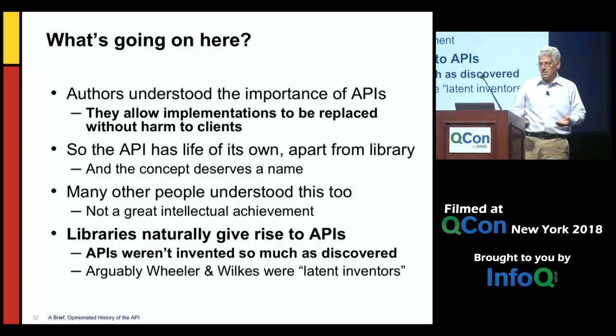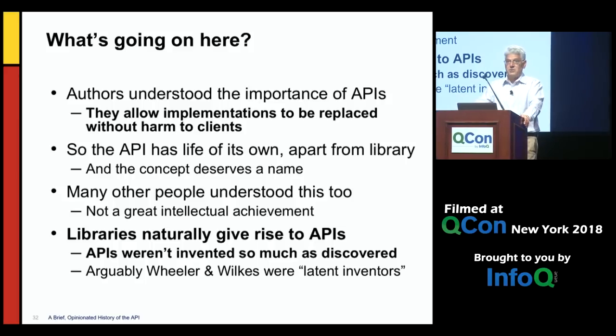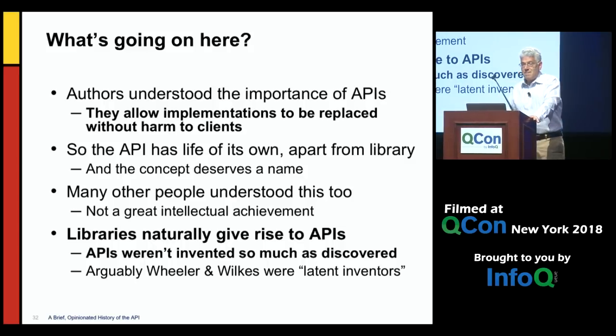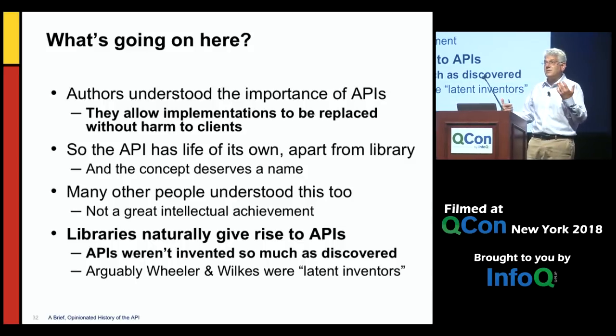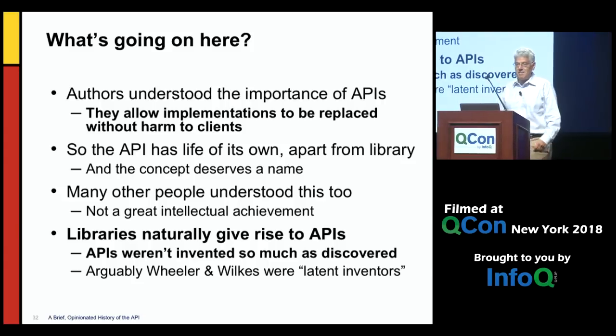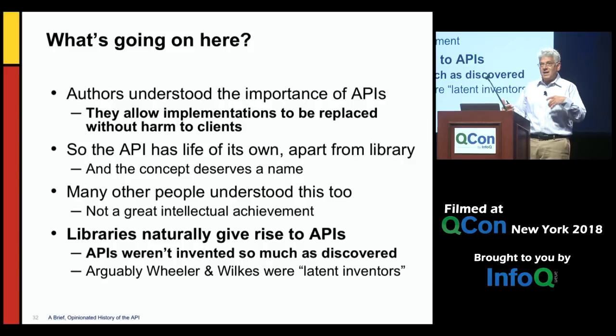And the name they gave it was Application Programming Interface, or actually Application Program Interface. The "ing" got added later. Many other people understood it too. It's not like this was some sort of great intellectual achievement that they came up with this name. It just sort of naturally arose. So in summary, libraries naturally give rise to APIs. APIs weren't invented so much as they were discovered.